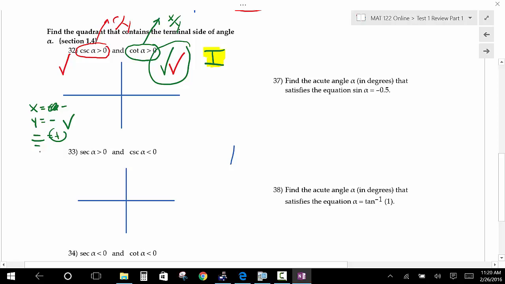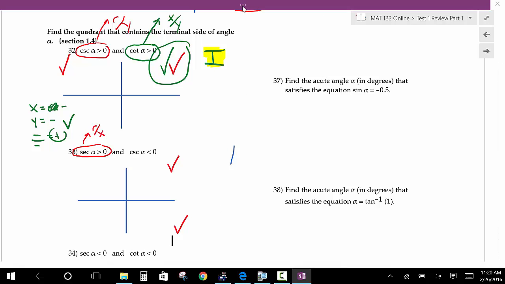So I've given you two conditions. I've given you secant is positive. Now the secant is r over x. So it happens where x is positive. X is positive to the right of the y-axis. So our answer is now narrowed down to 1 or 4.